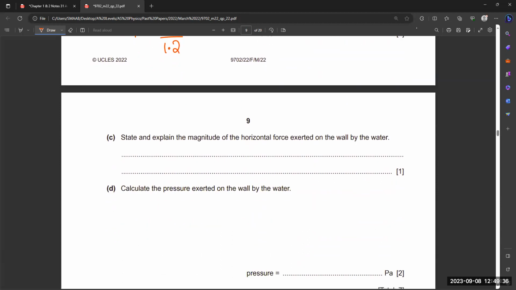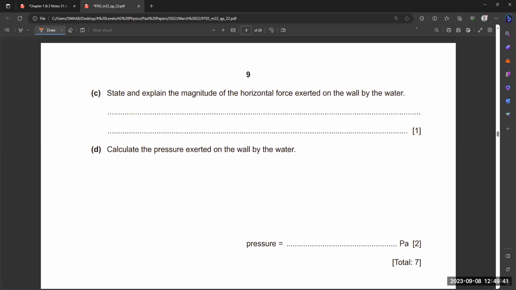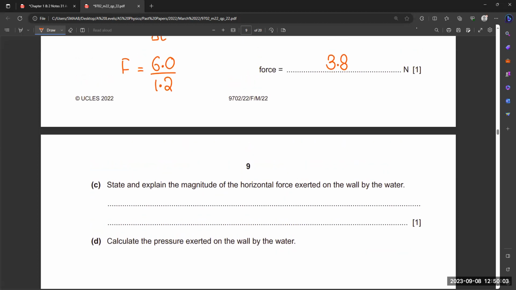Till now, the question is very much from the basics. There is no typical or advanced thing they are asking about. And in the next part, they are asking: state and explain the magnitude of the horizontal force exerted on the wall by the water. Basically, the magnitude is going to be 3.8 Newton. We already calculated that force. But now they are asking to state and explain the magnitude of the horizontal force exerted on the wall by the water.